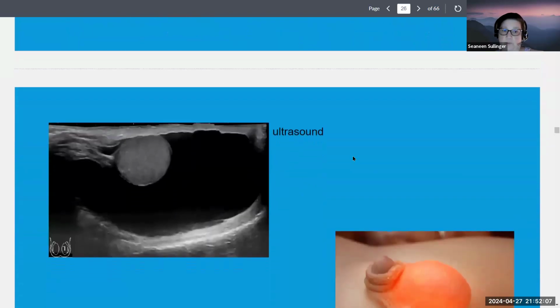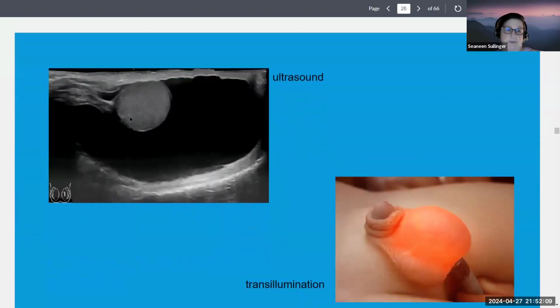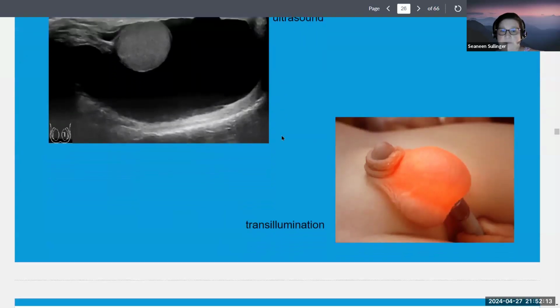So this is kind of a cool picture. This is one that shows the fluid through an ultrasound. And then this one is called transillumination. They'll actually put a little flashlight there, and there's all this fluid in the sac, in the scrotum.